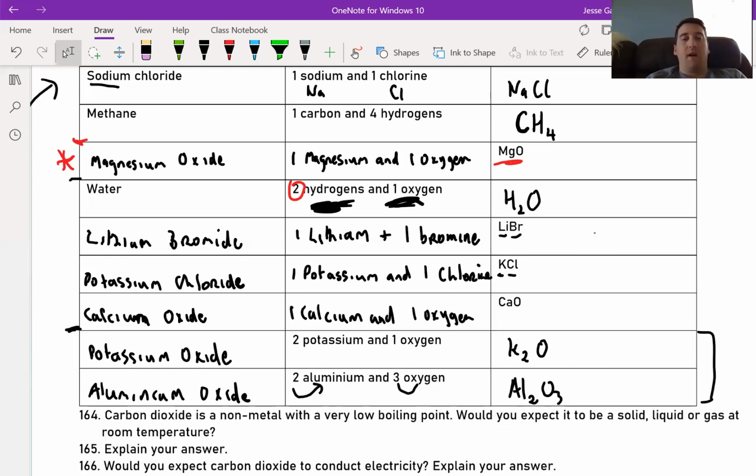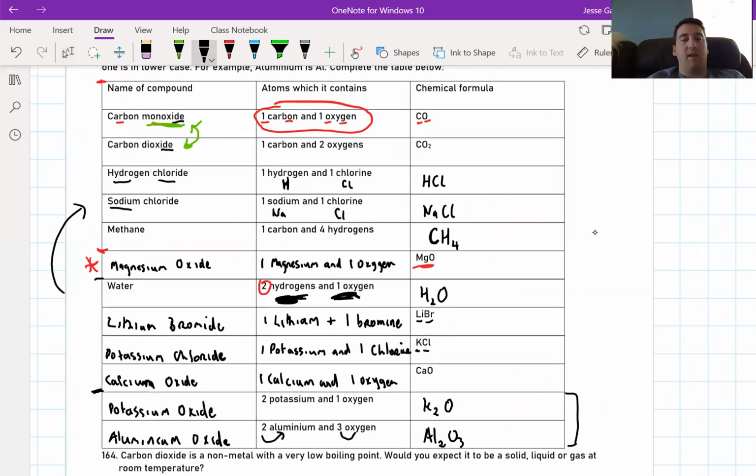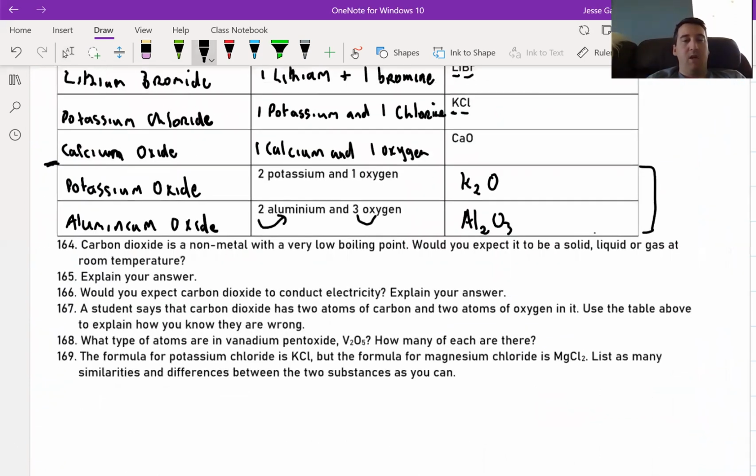All right, so I'm hoping, guys, that you were able to follow along with that on chemical formulas. Again, this is a simplified version. They do get a little bit more complicated, but for now, what we've learned there is really good ground. So a couple more questions for you to practice now: questions 164 down to 169. Please pause the video and answer them in your copy now.